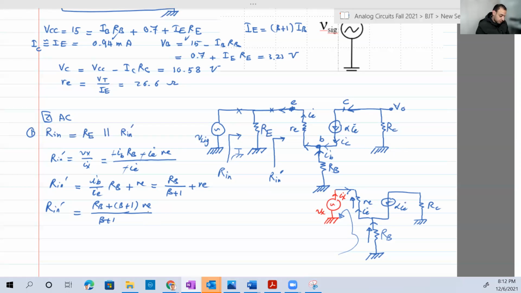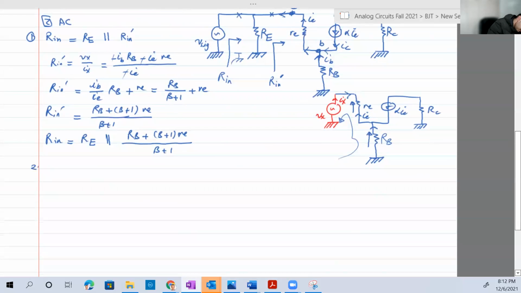Okay. So Rn here finally equals RE capital parallel with all such resistance here, which is RB plus beta plus 1 RE over beta plus 1. Okay, that's basically the input resistance. Now the output resistance, which is more interesting, RO.